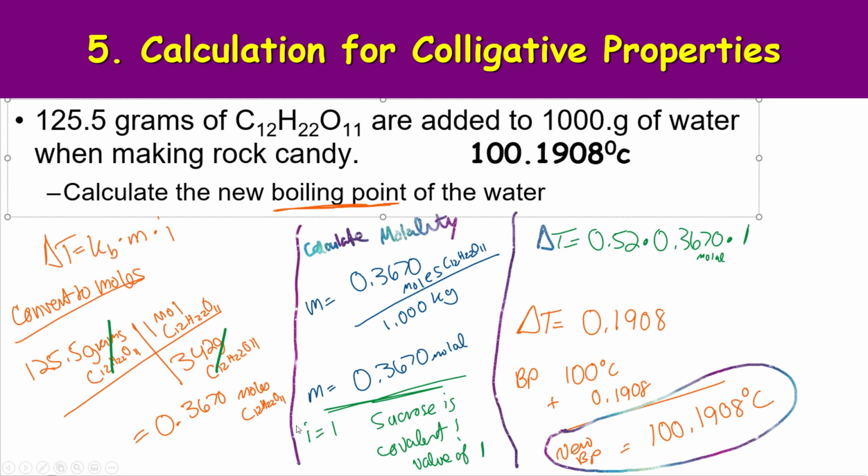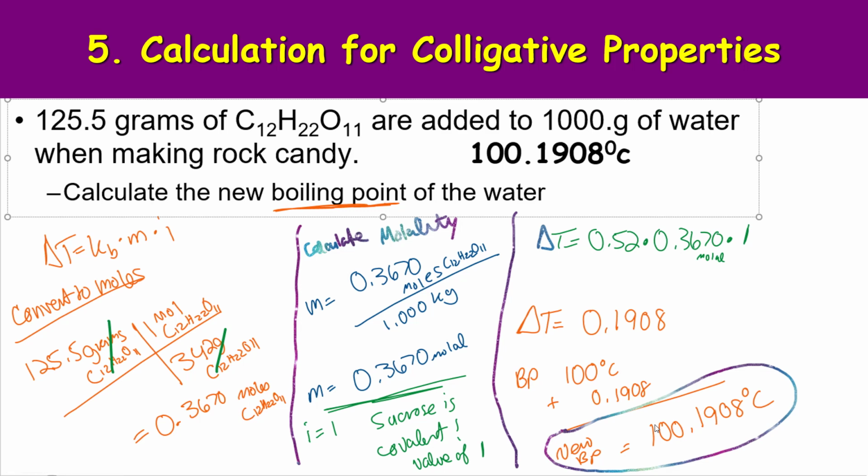Then I had to go calculate my value for i. I'm looking at my solute. It begins with a carbon. That means it's molecular. That has an i value of 1. So I'm plugging all these things into my calculation, and you'll see that I get, well, not a very large number, 0.1908. I add that to the 100 degrees, and I get 100.1908 degrees Celsius.